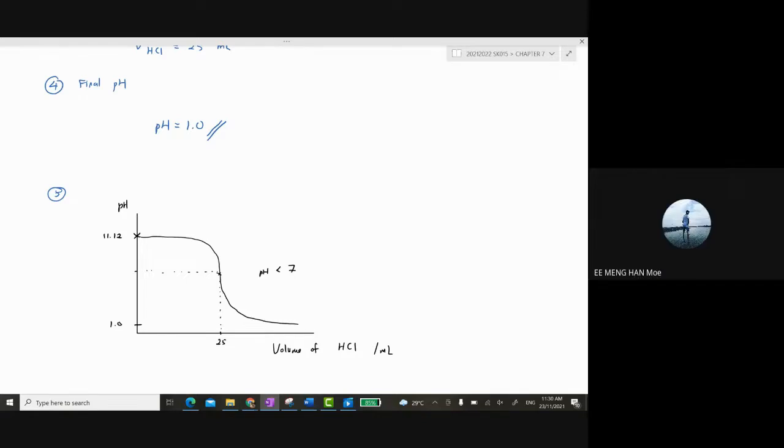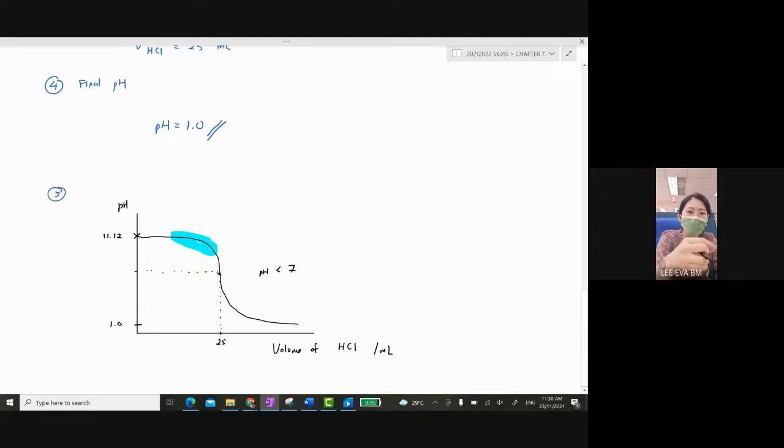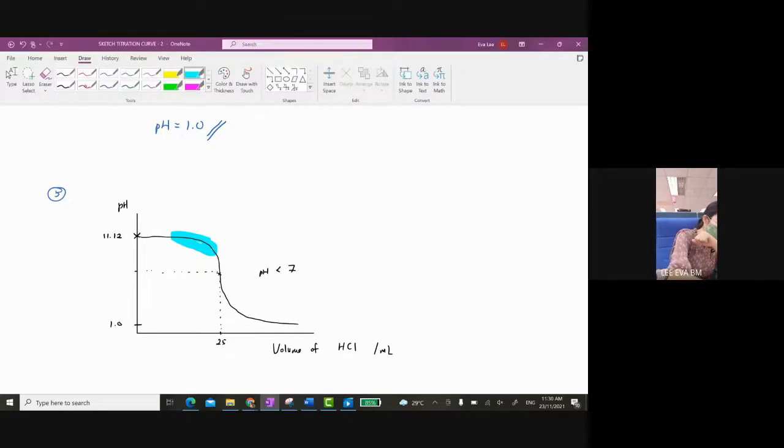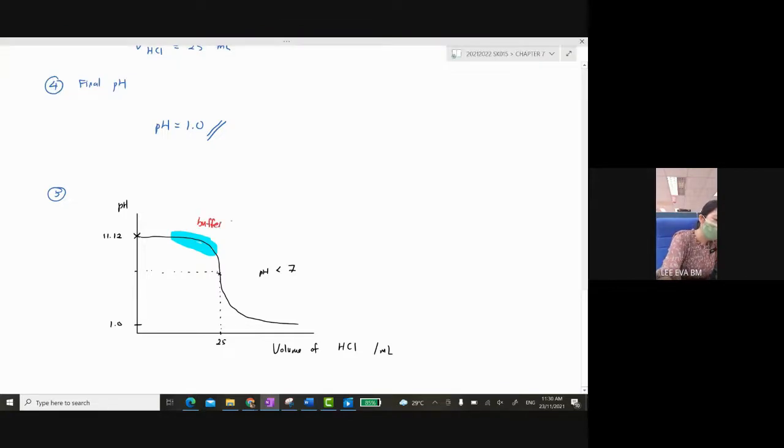Buffer region. Okay, is it before equivalence point or after equivalence point? How do you think? Before. Okay, before equivalence point. Since initially we have weak base, when you add strong acid, you're creating salt. So now the solution before the equivalence point contains the weak base and the salt. Therefore, you need to label here. This is our buffer region, containing the weak base and the salt.